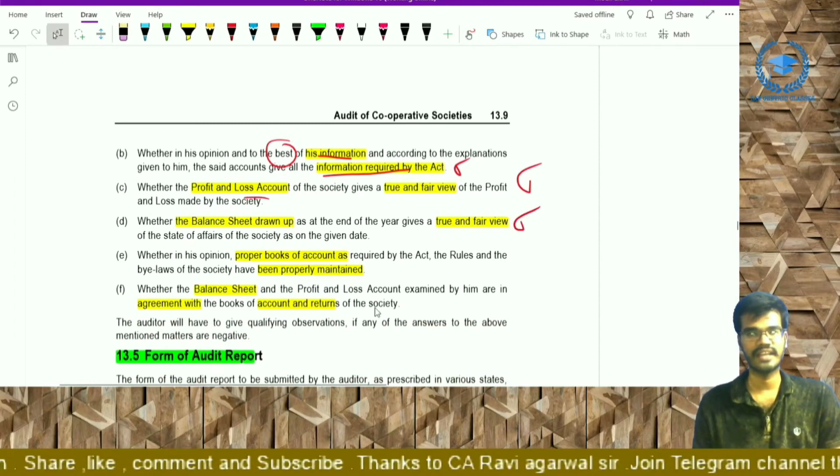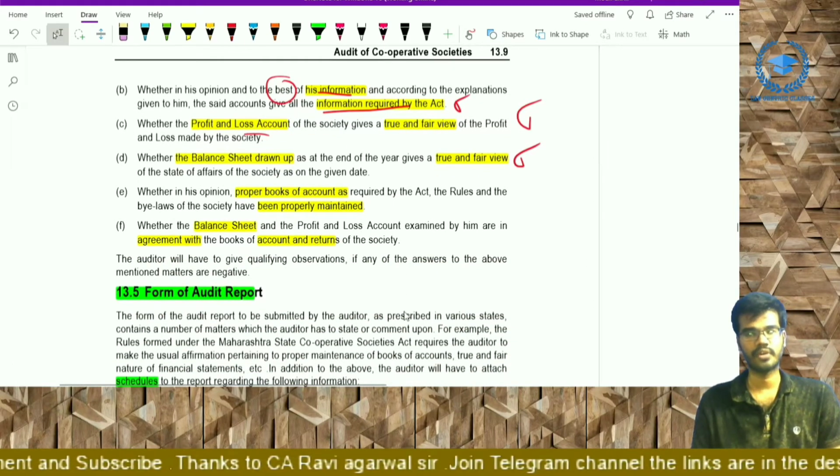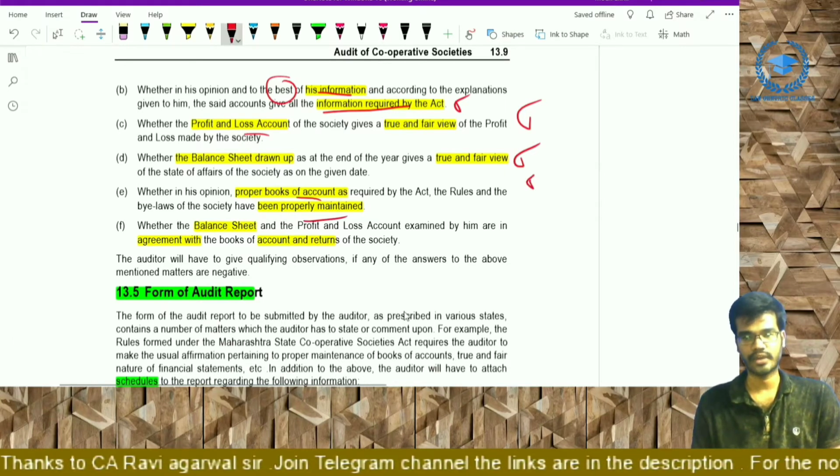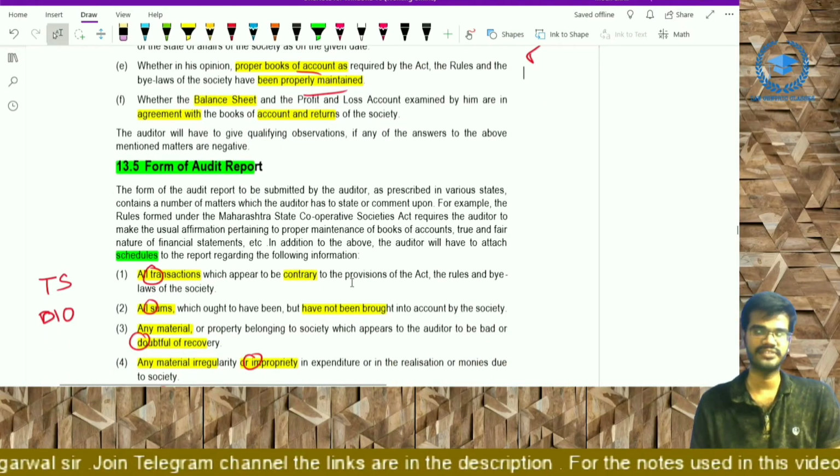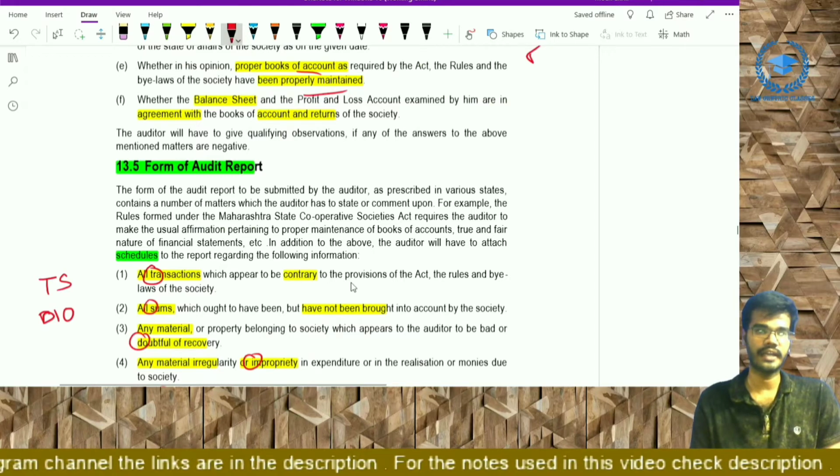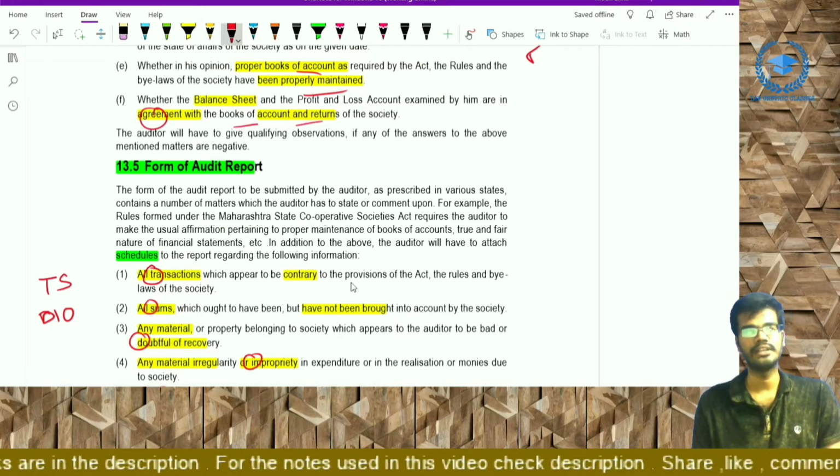And the next one is true and fair view of profit and loss account. The next one is true and fair view of balance sheet. And the next one is that proper books of accounts are being maintained according to the act, rules, regulations and bylaws. And the next one is that the balance sheet and the profit and loss account are in agreement with the books and returns of the society.